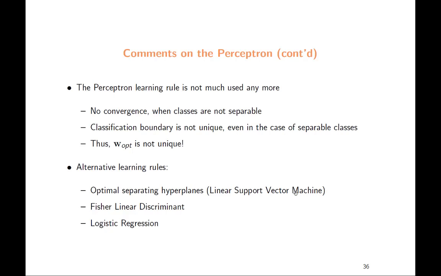The learning rule itself is not much used anymore because of these convergence problems. And even if the classes can be separated, the solution is not unique. So the optimal W is not unique. There are many Ws which separate the classes in case they are linearly separable. And we will learn about alternative learning rules like the linear support vector machine, or the optimal separating hyperplanes, the same thing, Fisher linear discriminant, or logistic regression.